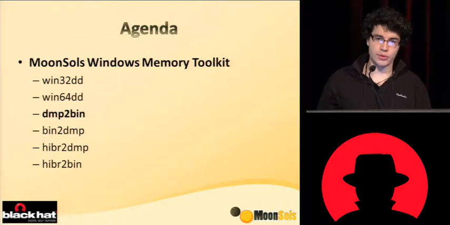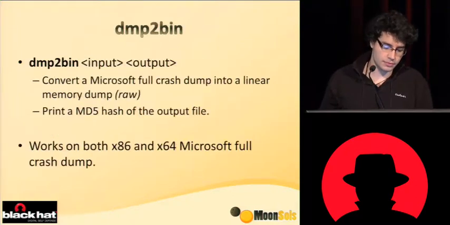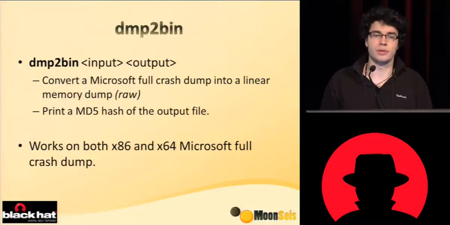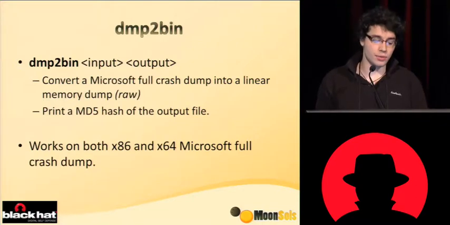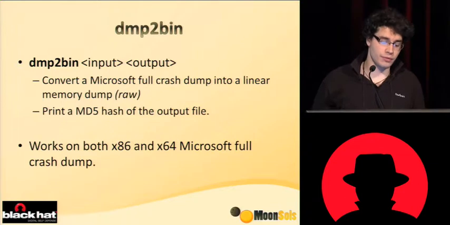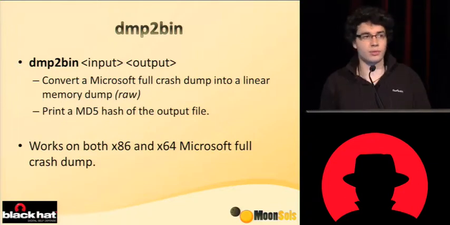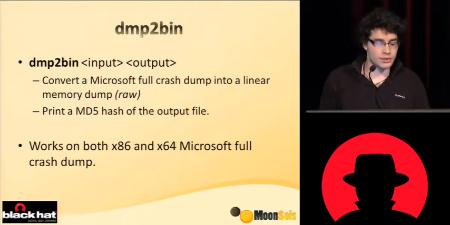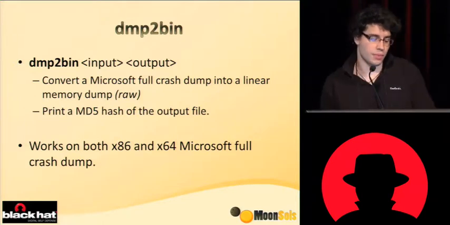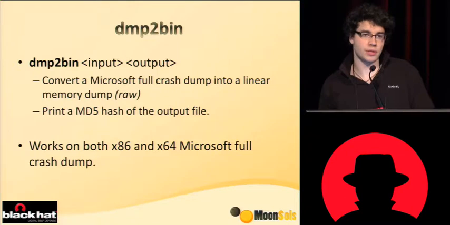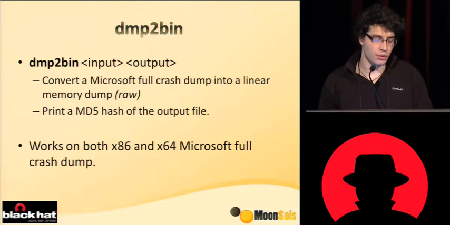Dump to bin is another utility from the toolkit. Again, the usage is really easy to understand. You give a file as an input and it will give you the output. Dump to bin will reconstruct the physical address space from a Microsoft crashdump. It will also give you a hash.